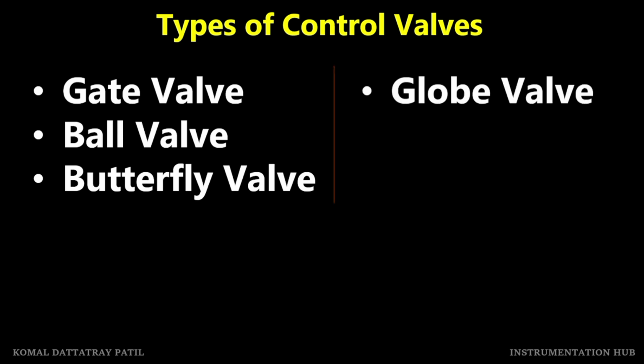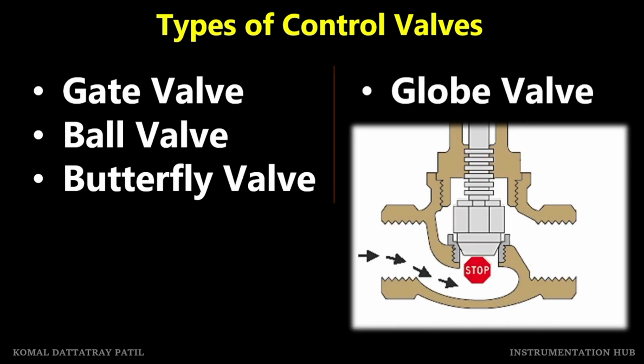The next valve type is the globe valve. Globe valves use a movable plug and a stationary ring to control the flow. Turning the handwheel or actuator moves the plug up or down, which helps to adjust the size of the flow passage. Globe valves are good for regulating the flow and controlling the pressure, which makes them suitable for precise flow control.